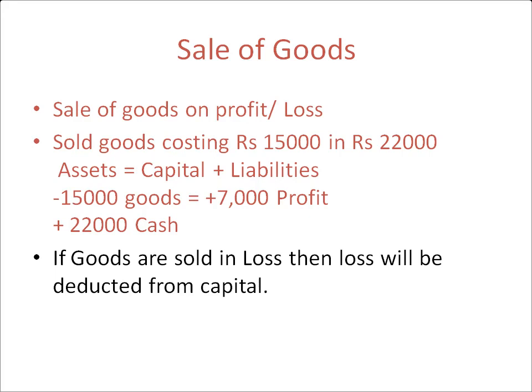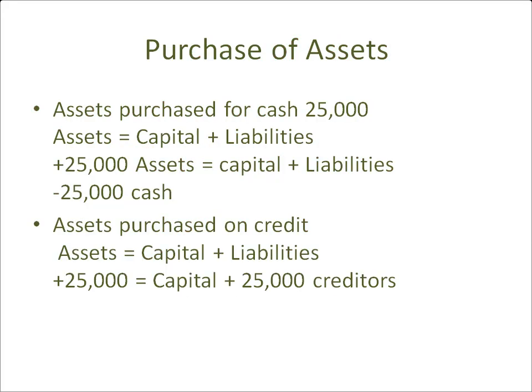Okay, let us move forward. Now it's time for purchase of assets. Assets are purchased for rupees 20,000. We have the equation assets equals capital plus liabilities. When assets are purchased, the asset side is increased by rupees 20,000, and when the cash is paid, we have deducted our cash by rupees 20,000.